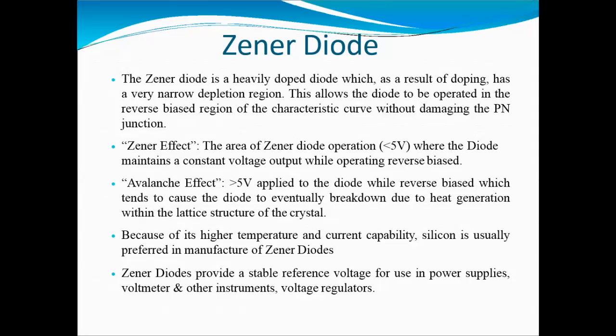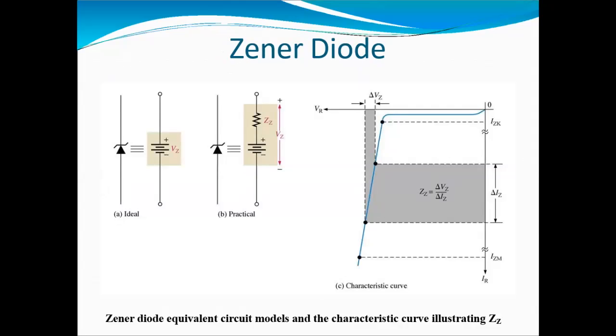So here, what is the avalanche effect? The input voltage greater than 5 volts. Next point: because of its higher temperature and current capability, silicon is usually preferred in the manufacture of Zener diodes. Next point: Zener diodes provide a stable reference voltage for use in power supplies, voltmeters and other instruments, and voltage regulators.